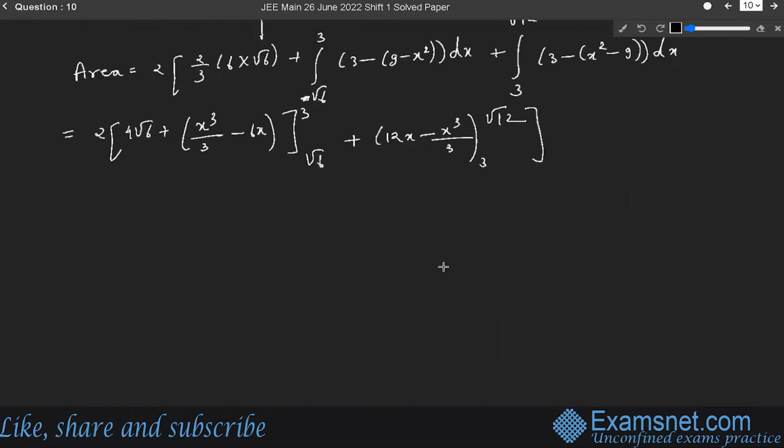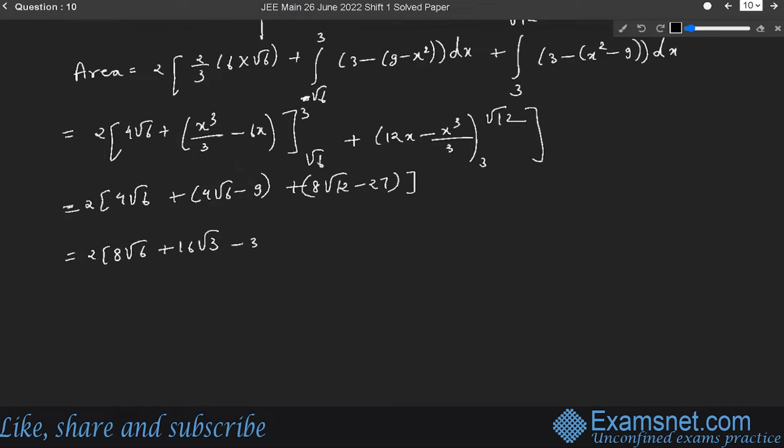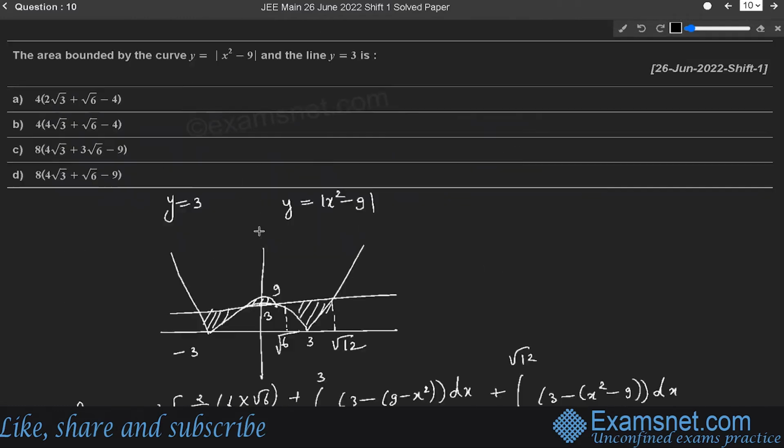So this will be equal to 2 into [4 root 6 plus 4 root 6 minus 9 plus 8 root 12 minus 27]. So this will be equal to 2 into [8 root 6 plus 16 root 3 minus 36], which will be equal to 8. And the remaining part will be 2 root 6 plus 4 root 3 minus 9. So this is the required area for this question. Hence, we can say that the correct option is option D here.